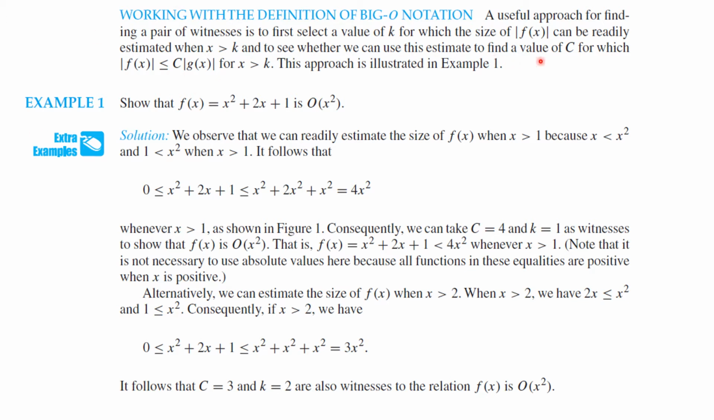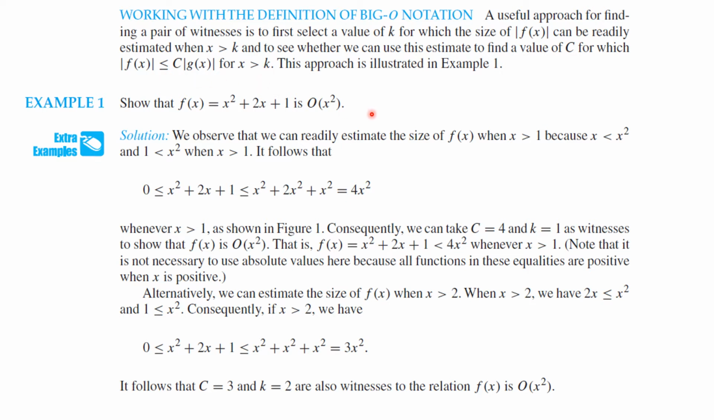Okay, so let's work with this a little bit, and here is a very useful approach. What we're going to do is first select a value of k for which the size of the absolute value of f of x, or f of x, this is a positive function, can be readily estimated when x is bigger than k. And then see if we can use this estimate, having picked k, to find a value of c for which the absolute value of f of x is less than or equal to c g of x for x greater than k.